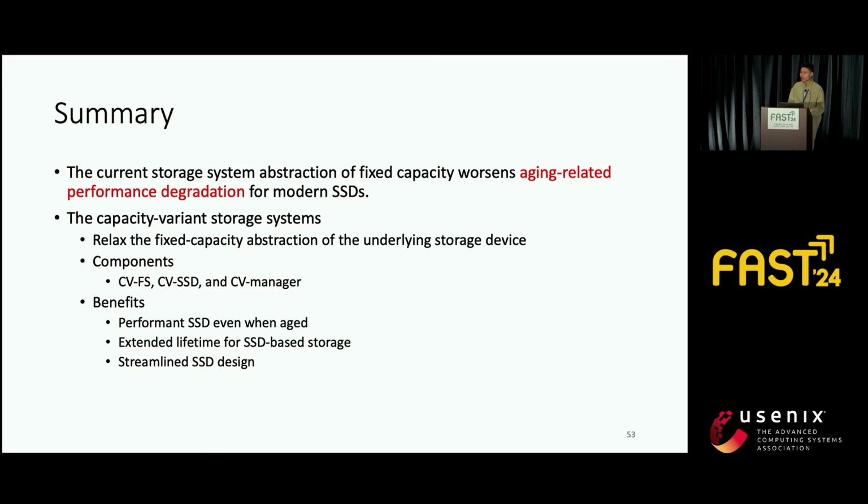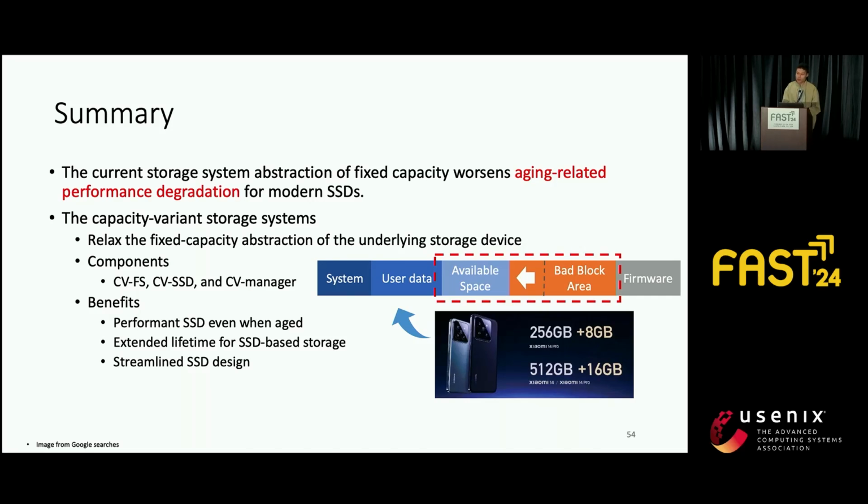To summarize, in this work, we proposed a capacity-variant storage system. CVSS relaxes the fixed capacity of the storage devices and thus enables a better trade-off between capacity, performance, and reliability. CVSS consists of 3 different components: the CVFS, CV-SSD, and the CV manager. We also observe that a similar idea has been commercialized in the phone products developed by Xiaomi Inc.